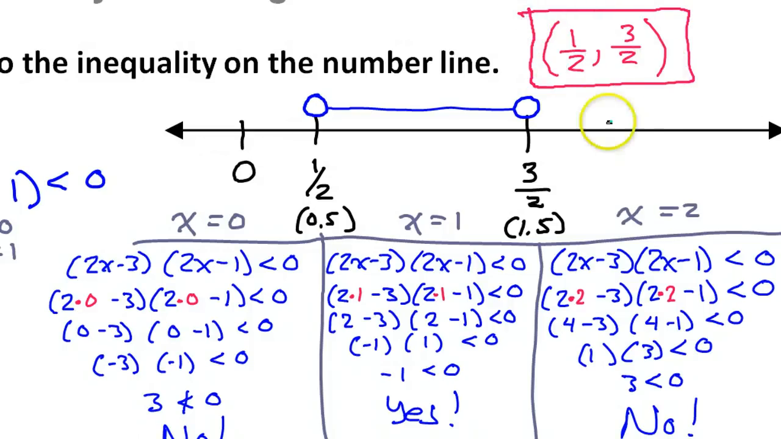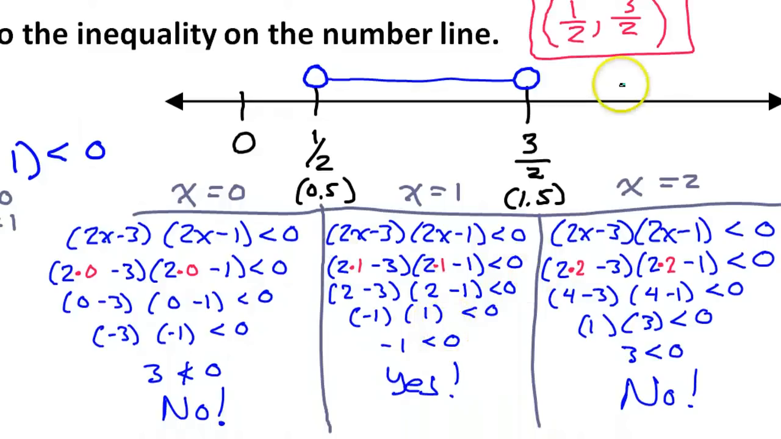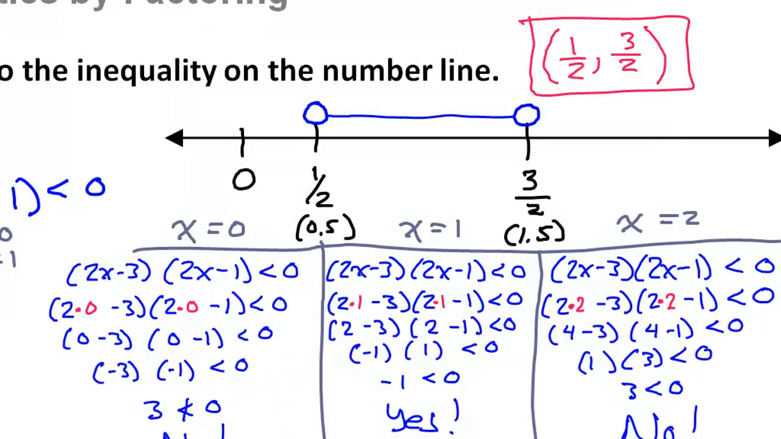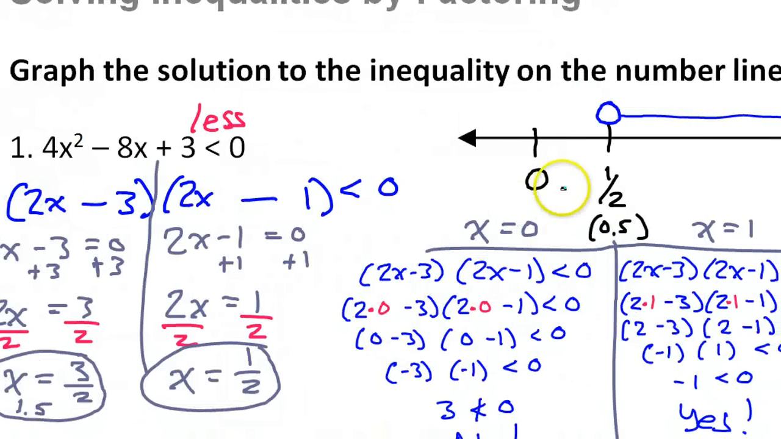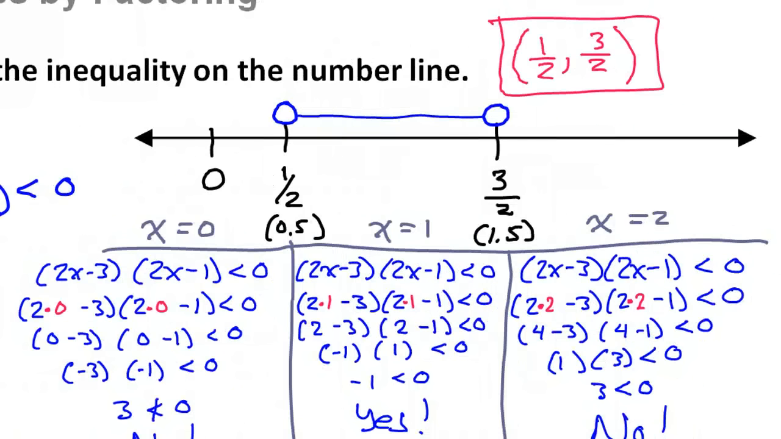Okay, this is not an ordered pair. This is not like an x value and a y value. This means the interval from 1/2 to 3/2, not including the endpoints. So this is the solution, and this is the graph of the solution. And that, my friends, is how you solve and graph a quadratic inequality. Now let me connect this back to parabolas. We're done. Okay, that's the answer.